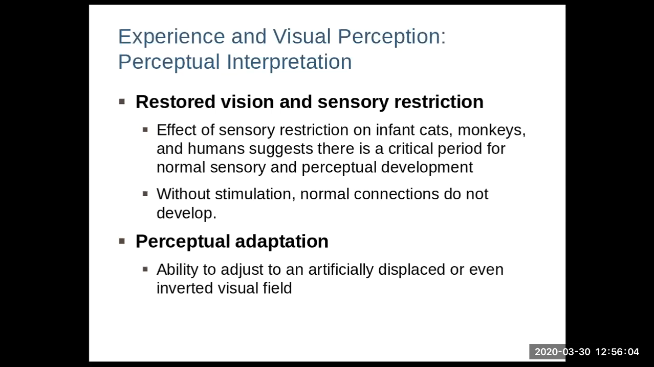Researchers have been wondering this for a long time, or at least they had until they actually did this. Back in the days, 1910s to 1950s, there were no restrictions on who you could test. So they did what we call sensory restriction, where they took away visual information from infant animals and humans. So cats, monkeys, humans. After they were born, they put them in a dark room with no visual information, or if it was a human, you could put a blindfold on them.